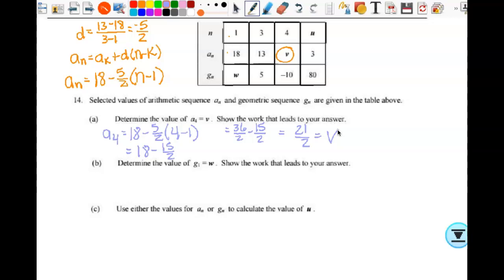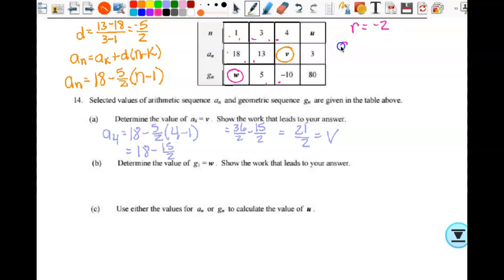Now we're going to determine the value of g sub 1 equals w. Now I'm looking for this one, so I need my geometric. Okay, so since this is geometric, I need my r value. And since they told me it's geometric, and these are consecutive terms, I can figure out my r value right there. I couldn't do that here because this went from 3 to 1 and it wasn't actually the next term. All right, so r is equal to negative 10 over 5, which is negative 2.